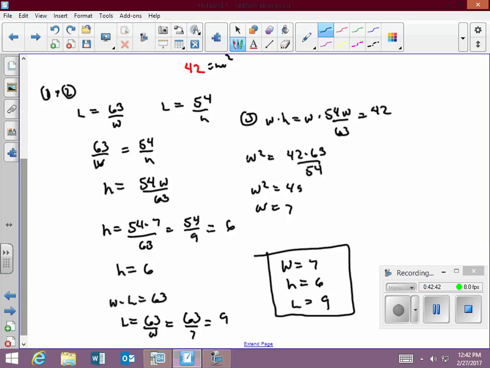All right, 8. This is find the surface area of each of the following right square pyramids. Round to the nearest whole number.